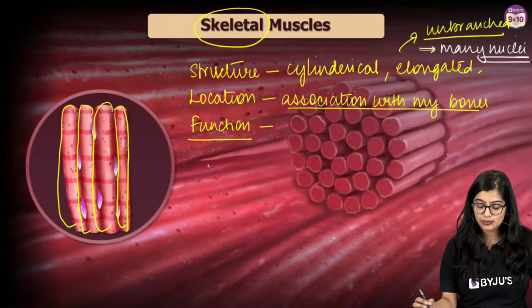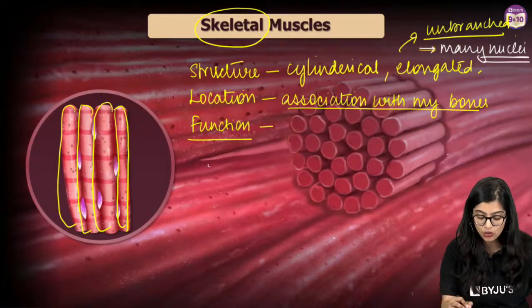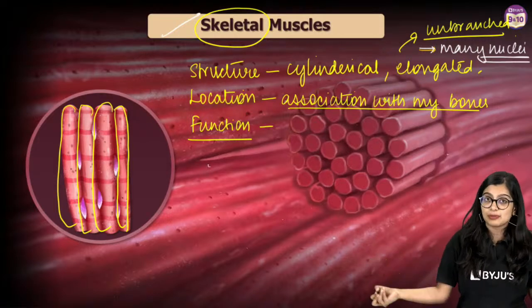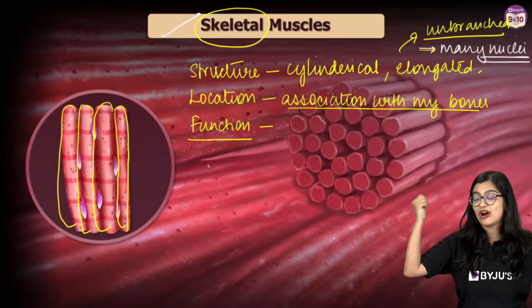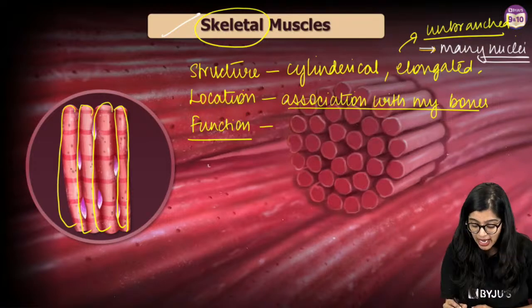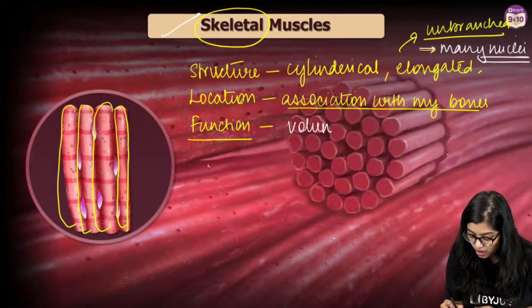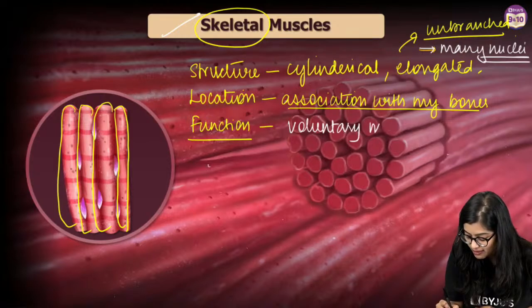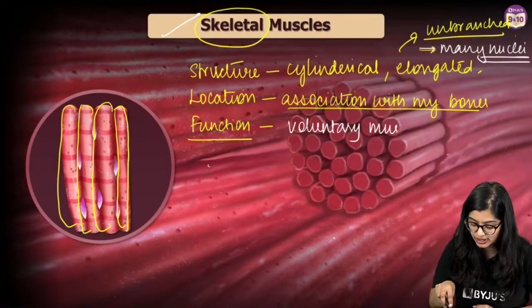Now, along with this, their function is something that we know, right? What are the skeletal muscles mainly involved in? Mainly they are found in your arms and your legs, right? And they are mainly involved in controlling voluntary actions.